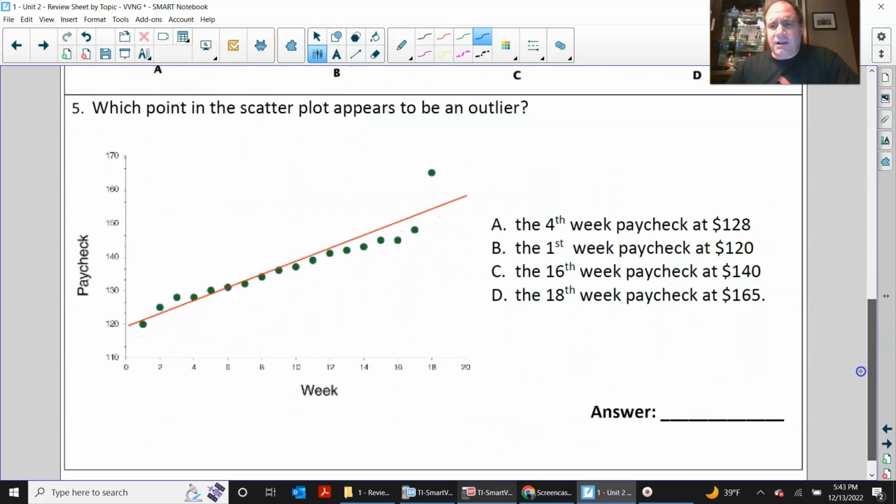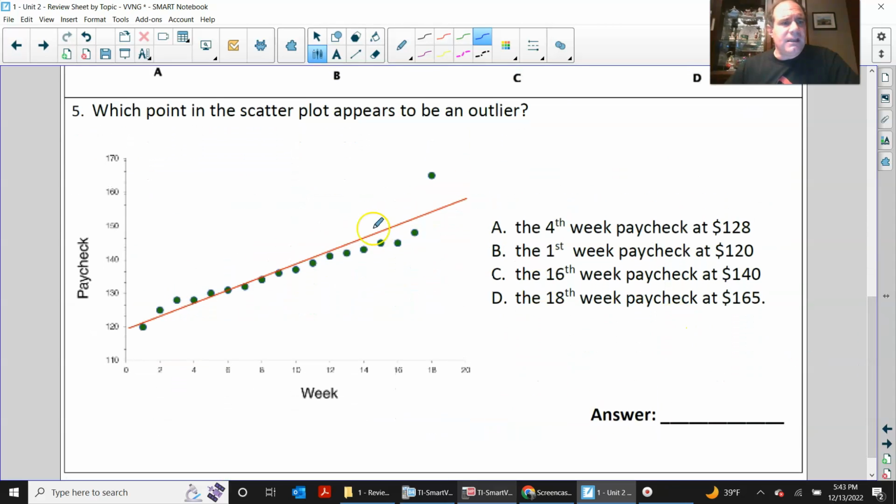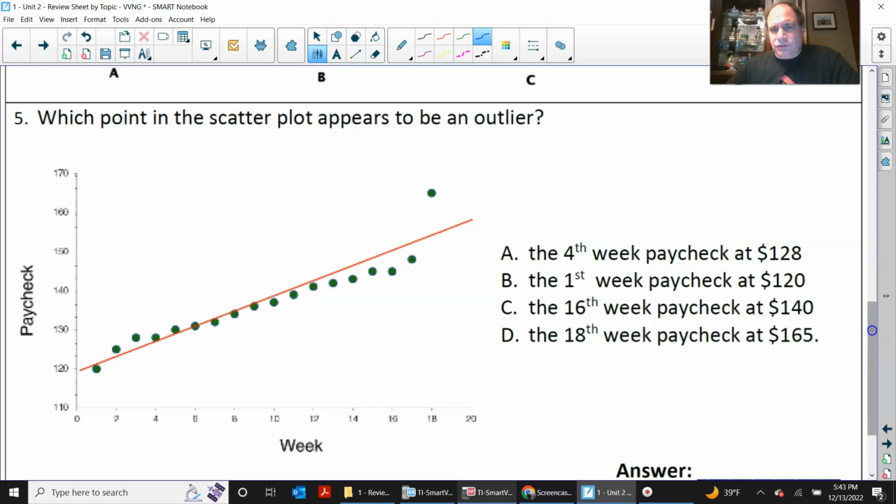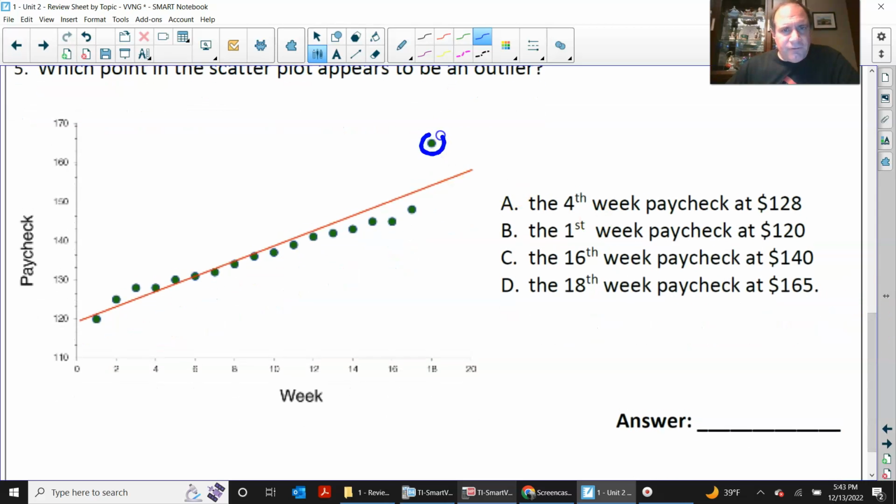Just to finish things up, we are going to go on to number 5 right now. Which point in the scatter plot appears to be an outlier? Let me view this as a page width. So here's the outlier. It's far across from the rest of the data. It's in the 18th week. So I'm going to go up, draw a dotted line. It is the 18th week paycheck at around 165. I'm going to go right about there. It would be the 18th week.